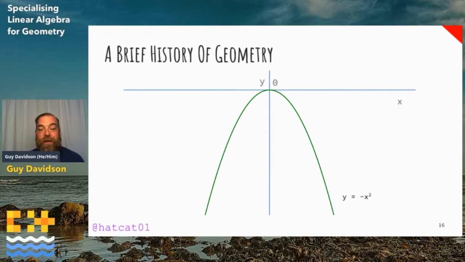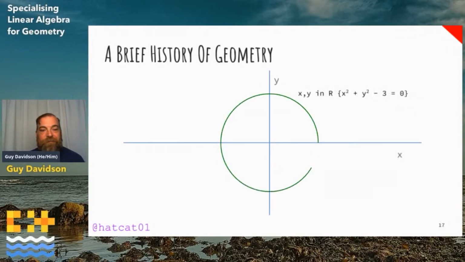negative x squared. Now, one problem we have with this is that all our curves have a unique y value for each x, and so can be expressed as a simple equation. Unfortunately, closed shapes like circles, well, that's simply not the case. So this is the set of points x, y in R such that x squared plus y squared minus 3 equals 0. Now, this doesn't rearrange to a simple equation, but what we can do is establish the points parametrically.